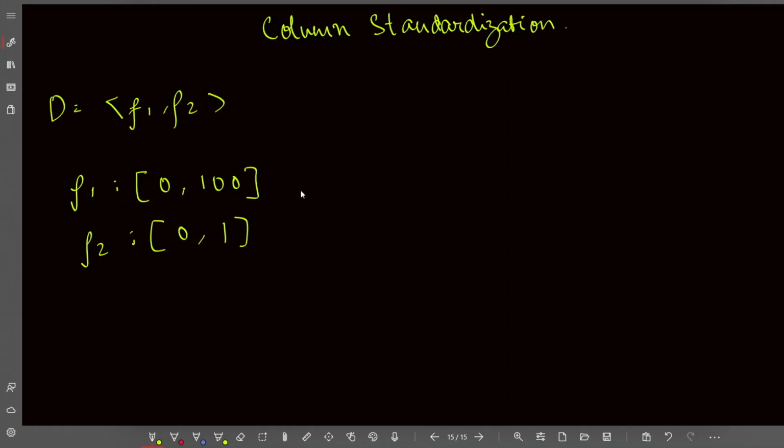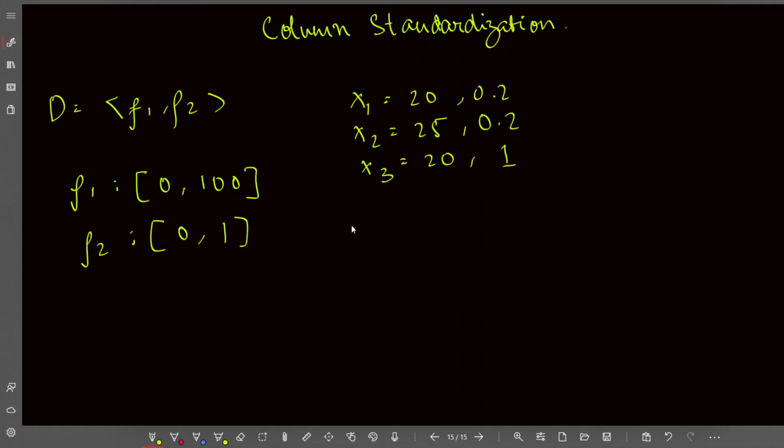So let's say I have three data points. x1, where the feature 1 value is, let's say, 20, and the feature 2 value is 0.2. I have another point, x2, where the feature 1 value is 25, and feature 2 is 0.2. And then I have a data point, x3, where feature 1 is 20, and feature 2 is 1.